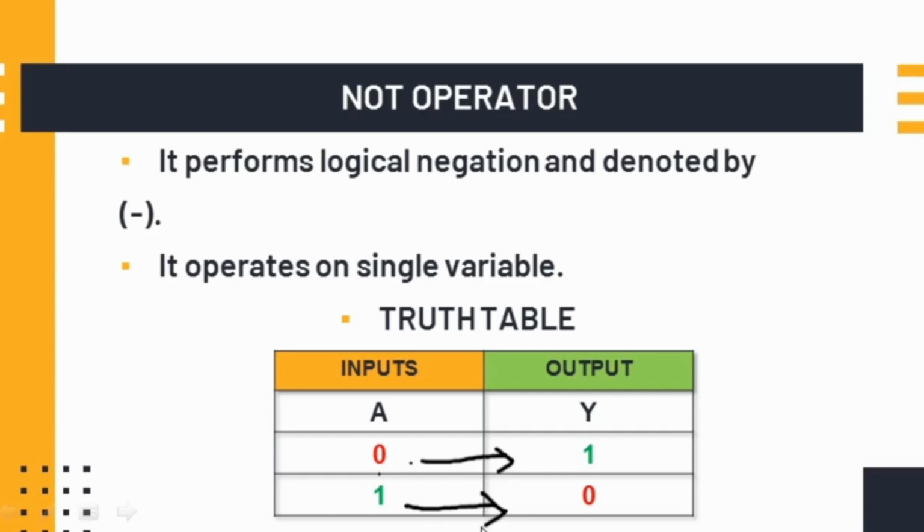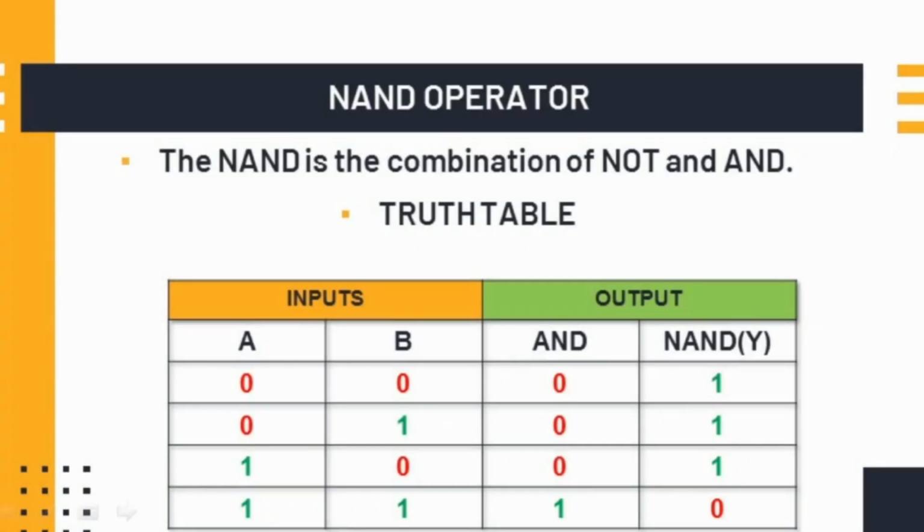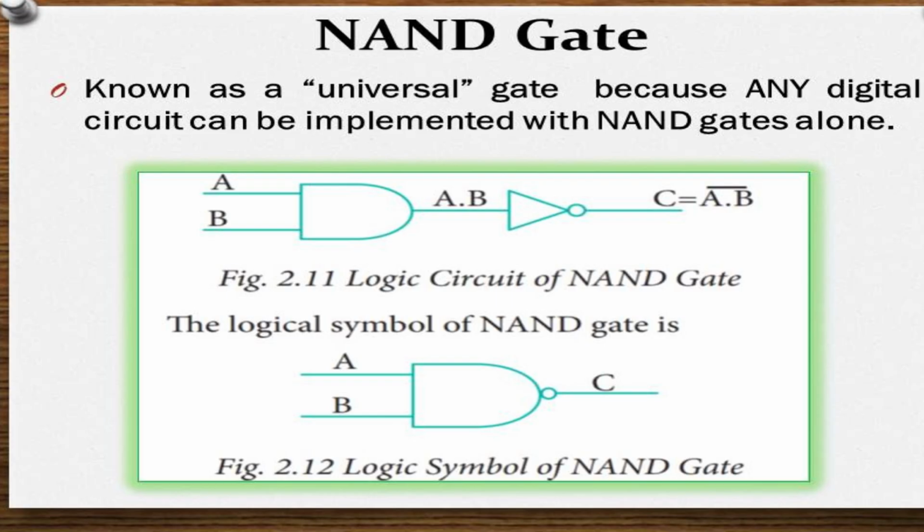So if you give 0 as an input, we'll get 1 as an output. If you give 1 as an input, we'll get 0 as an output, just opposite to the input value. So this is the NOT operator, and it performs logical negation, which means it produces the complement value, that is, the opposite value.